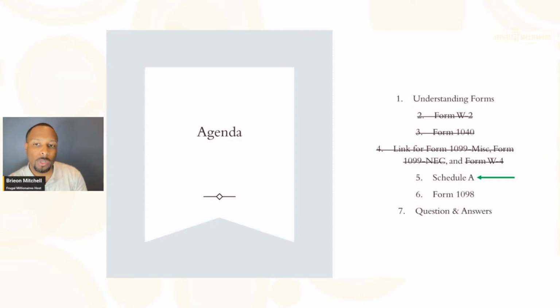About additional forms. We're going to be talking about the Schedule A, as well as the Form 1098. So let's make sure that we pay close attention when we look at that Schedule A so that we can really understand how that Schedule A helped us get a little bit closer to zero.